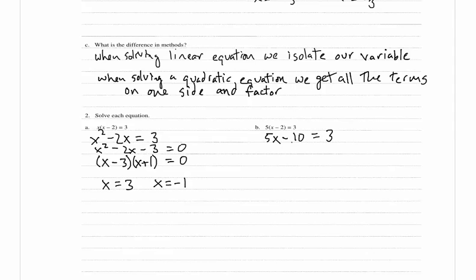And now I'm going to add 10 to both sides. So I have 5x is equal to 13. And now we're going to divide both sides by 5. And we get x is equal to 13 over 5.